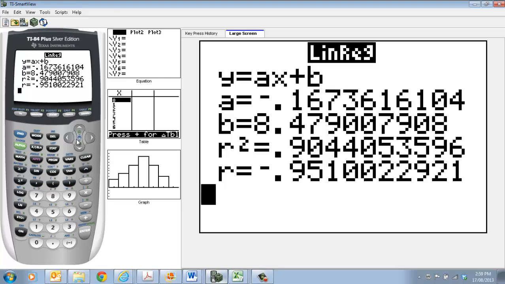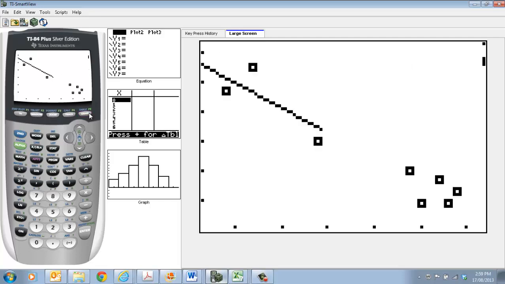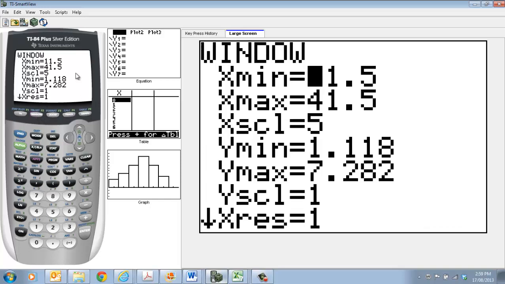Now if I press graph, because that function's now been stored into my y1, when I press graph, it actually draws my line of best fit for me. So it's worthwhile doing that prior to doing anything else, so you have an idea about what it's going to do. Now if I press my window, I also get a bit of an idea about my scale. I know my x goes to 40 odd, and I know that y goes up to about 8. So I can start from there.